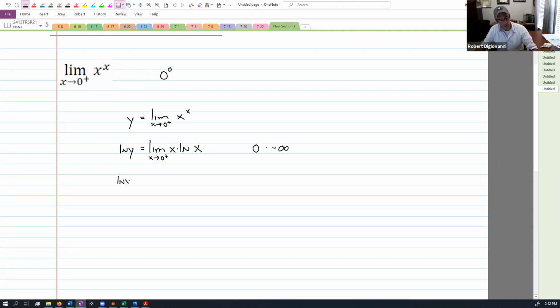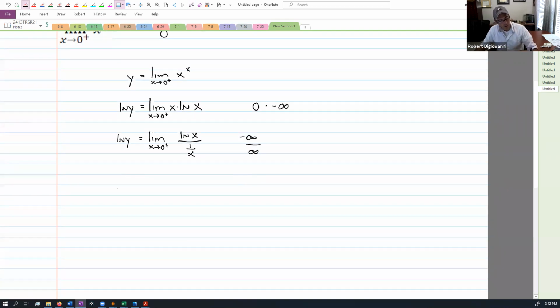So you drop one down. I think the x would be the one to drop. Leave the natural log there. Write that x as 1 over x on the bottom. And now you get infinity over infinity. Because 1 over 0 goes to infinity. And natural log of 0, we already said, goes to negative infinity. So at this point, you can do L'Hopital.